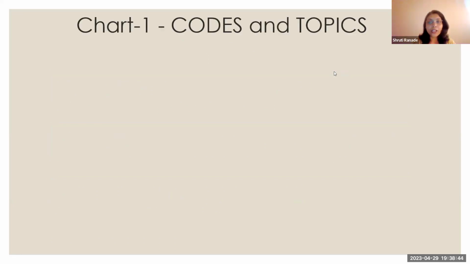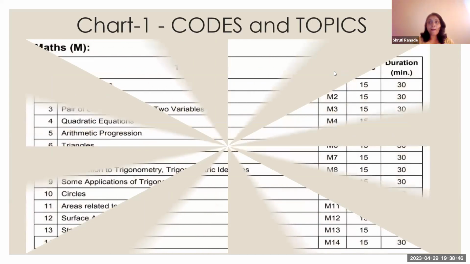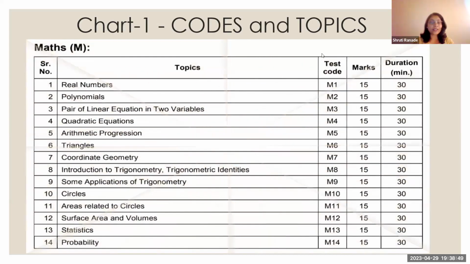So chart 1, codes and topics. If you are able to see, this is a sample of a chart. This type of chart is available for every subject. It shows you the topics, the test code, the marks, and the duration. Whenever a student wants to take any test, instead of mentioning the topic, he or she is requested to tell the test code to the invigilator. All the test codes are mentioned in the chart, right?